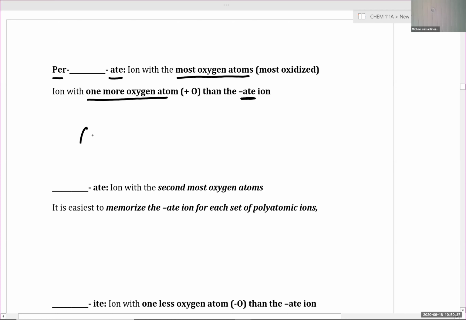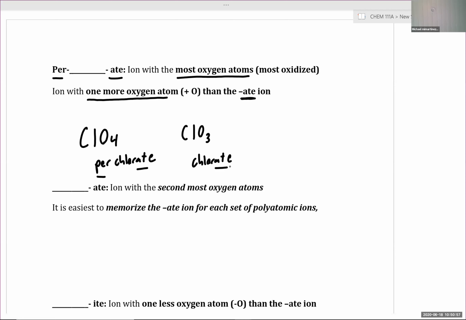So for example, ClO4 is known as perchlorate, while ClO3 is known just as chlorate. Does everyone notice how when the prefix and suffix change, our chemical formula for our polyatomic ion changes?